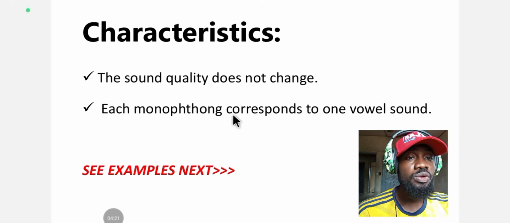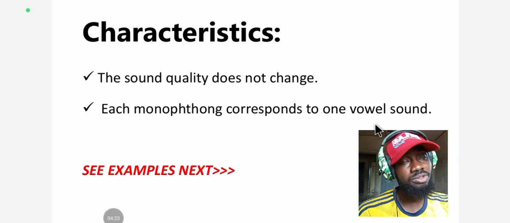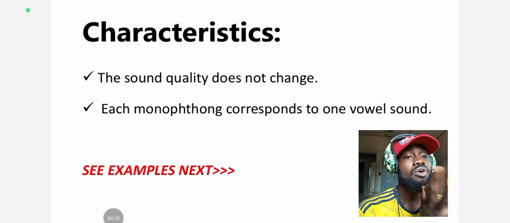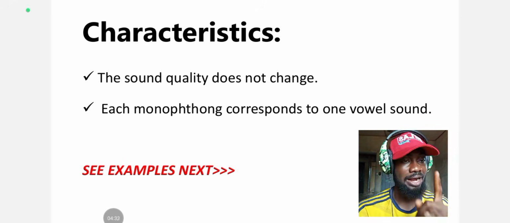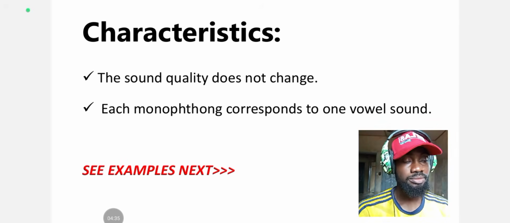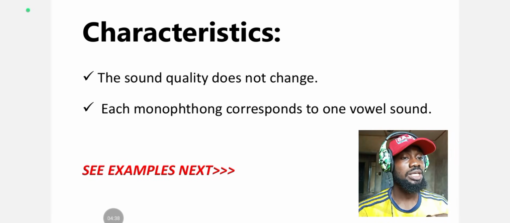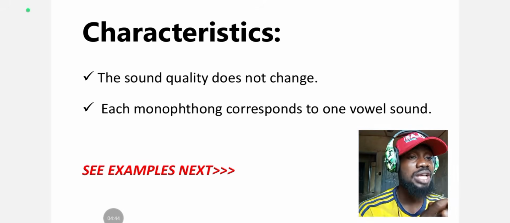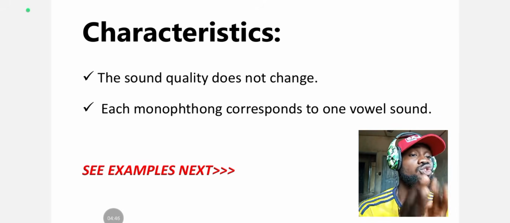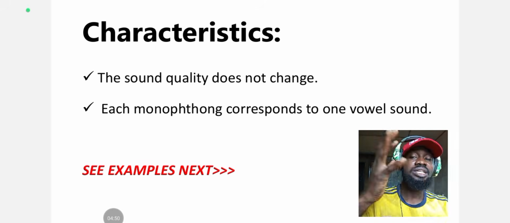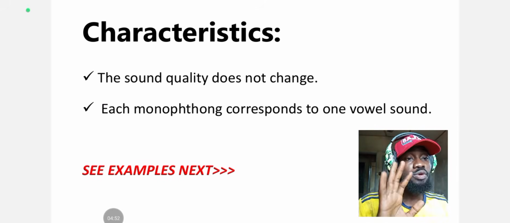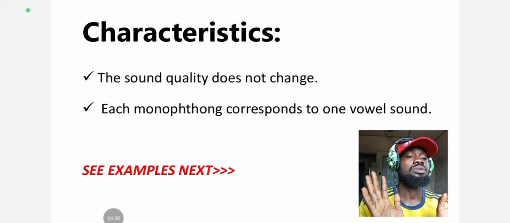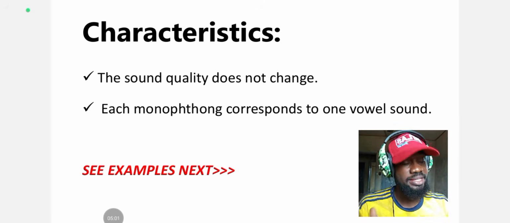Each monophthong corresponds to one vowel sound. That's why they are called pure vowel sounds. They are the main vowel sound. They don't have anything mixed with them. For example, the vowel sounds like A, E, I, O, U are pure. So monophthongs are pure. They sound exactly like the A, E, I, O, U. And I'm going to show you the examples now.